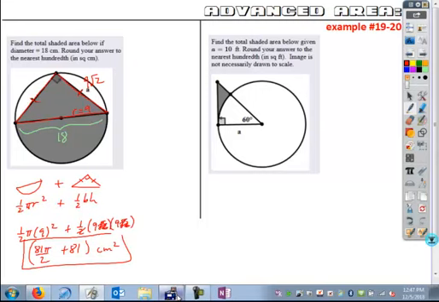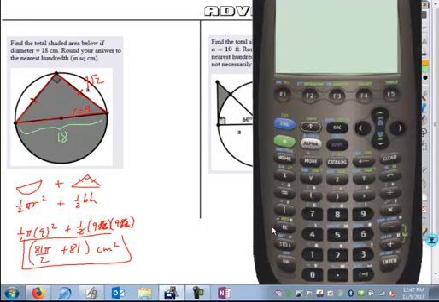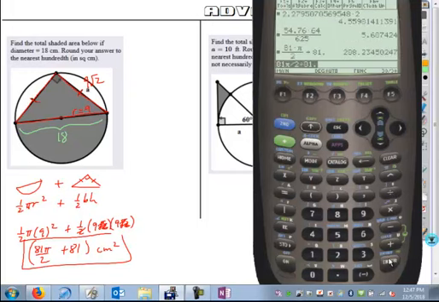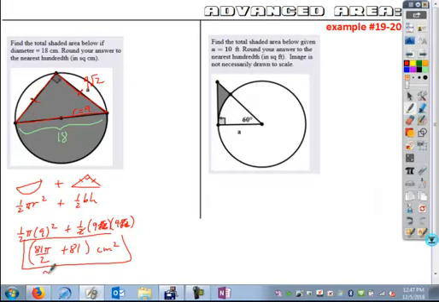And if I wanted to find the decimal approximation, I can plug that in. 81 pi over 2 plus 81, put a decimal in my entry so it displays as a decimal, and I get 208.23 to the nearest hundredth here, approximately. Square centimeters, and that would be my approximation.